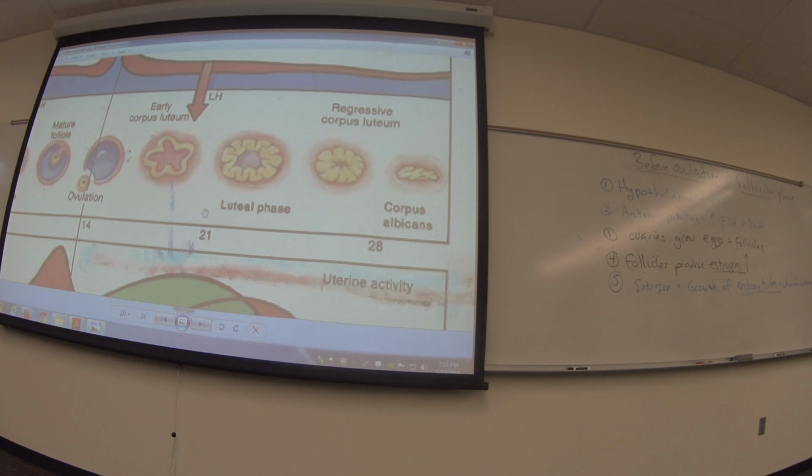So estrogen we had over there, but now we've added progesterone. What do you think the job of this estrogen is after ovulation? I think it's the same as over here. I want to grow my endometrium. So this estrogen, for step number 3 basically, is to maintain the growth of the endometrium.